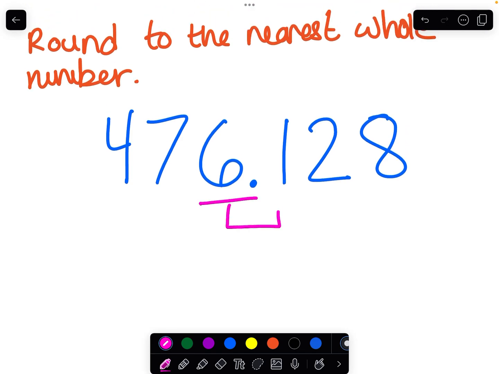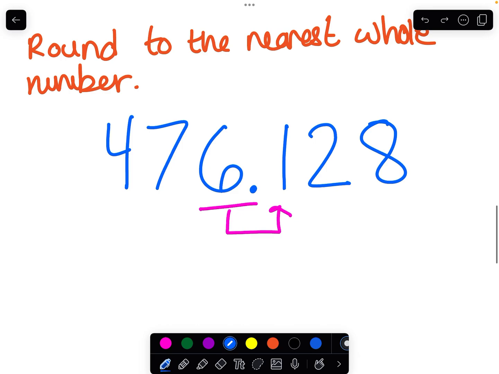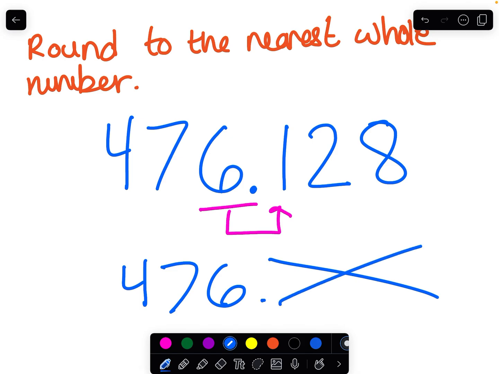We just go next door. It looks like there's a 1 in the digit next door, so we don't change the 6, and instead when we're rounding it to the nearest whole number, we just keep it the same, but then we just drop the decimal and everything to the right of it. So 476.128 rounded to the nearest whole number is just 476.